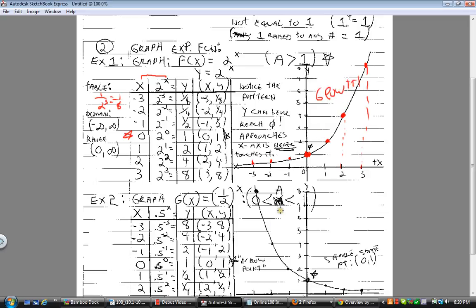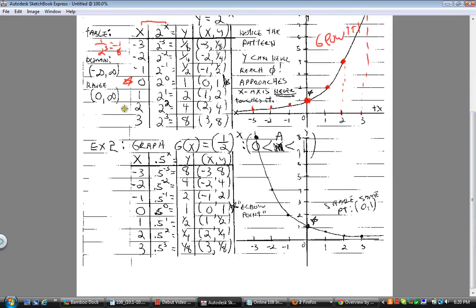And now we're going to go ahead and study a case of the base being a fraction. So in example 2, instead of saying f of x, I happen to choose g of x. The book likes to use it every once in a while, so don't let that bother you. It still represents y. The base now is a fraction.